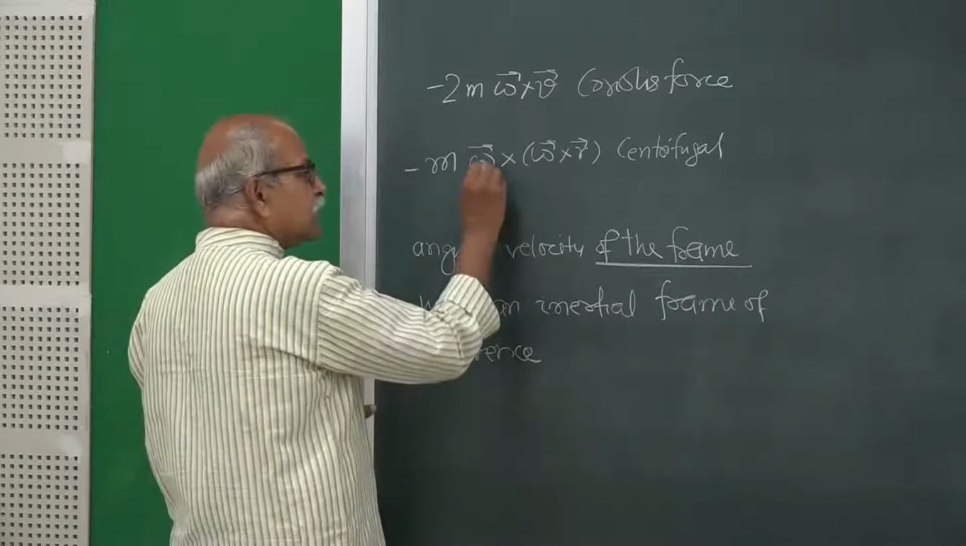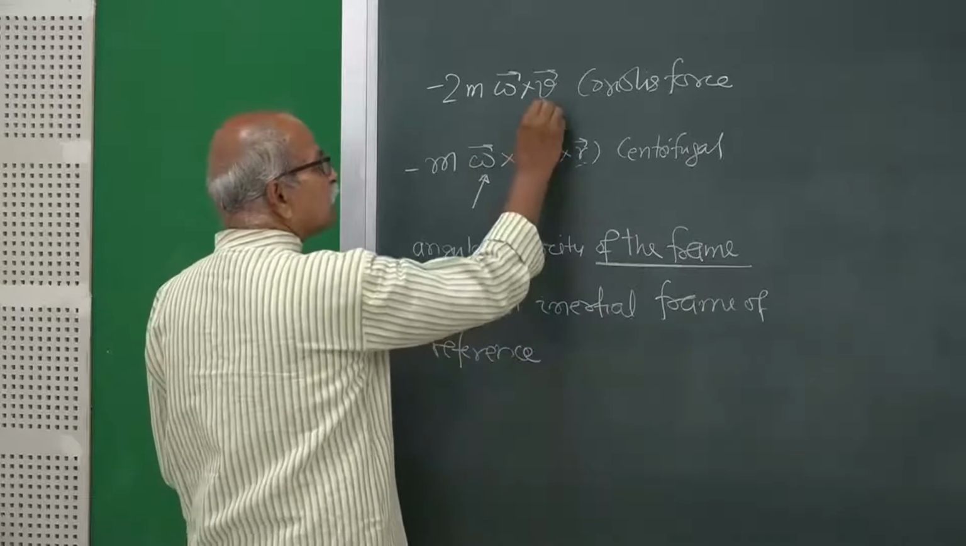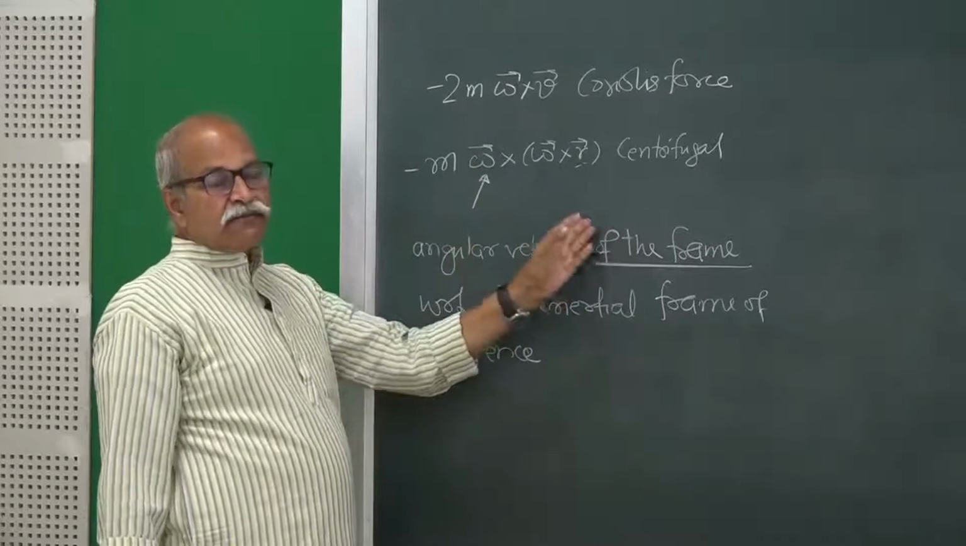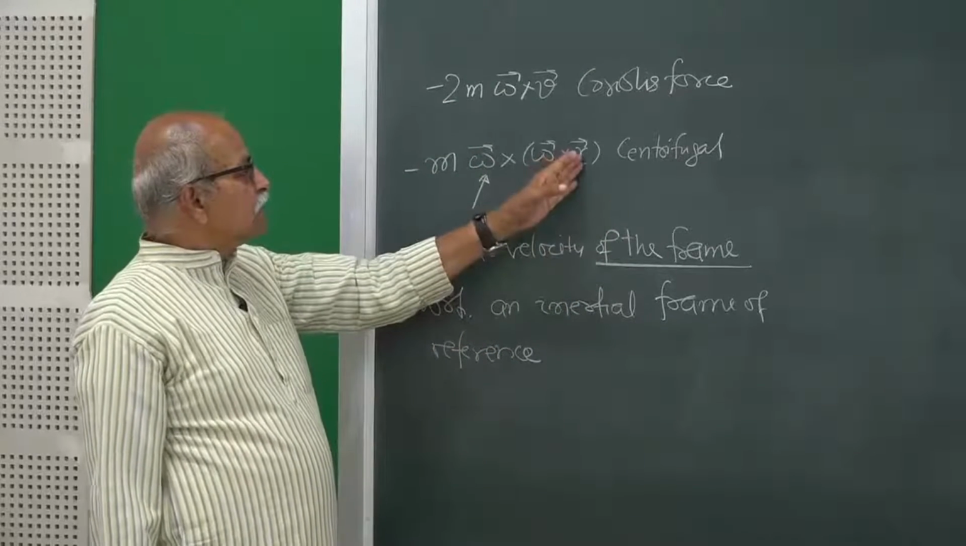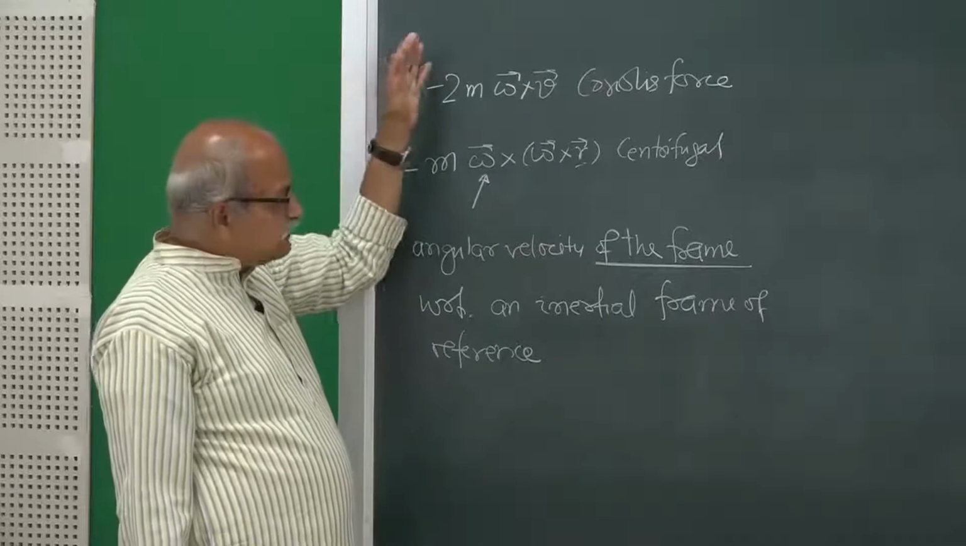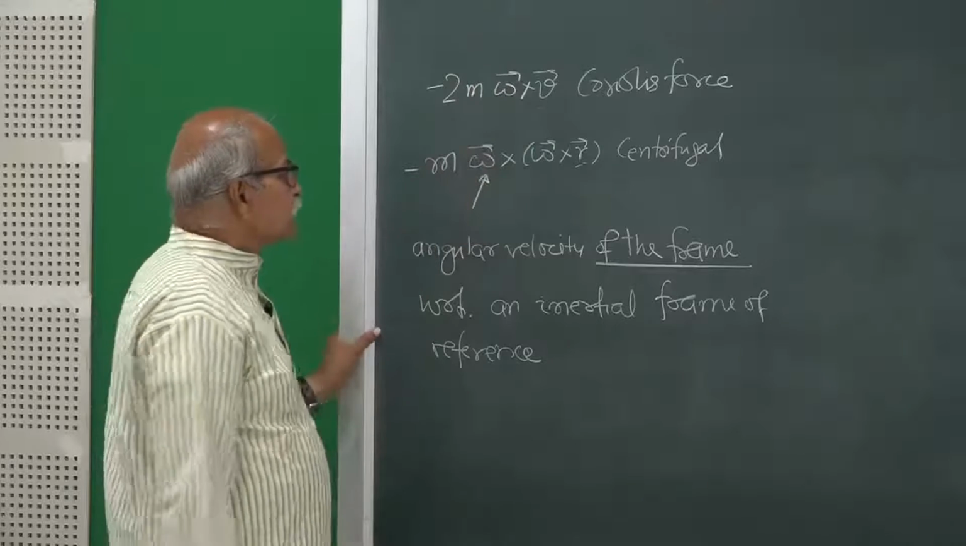So, that is this omega, and then there is a position vector of the particle. This is the velocity of the particle, everything measured from the rotating frame. This r, this v, acceleration, whatever, everything is measured from the rotating frame of reference. So, these are the things.